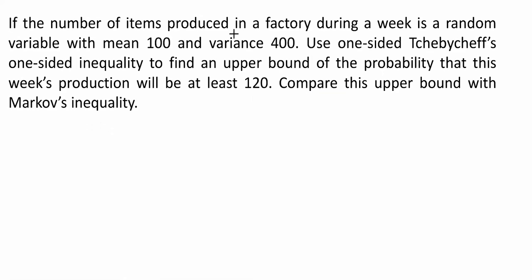The number of items produced in a factory during a week is a random variable with mean 100 and variance 400. Use one-sided Chebyshev's inequality to find an upper bound on the probability that this week's production will be at least 120. So we have been asked to use one-sided Chebyshev and we are provided with a mean which is 100, a non-zero quantity.